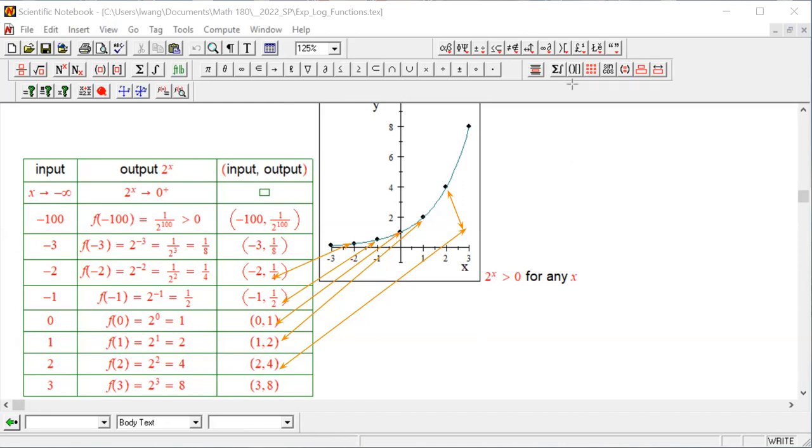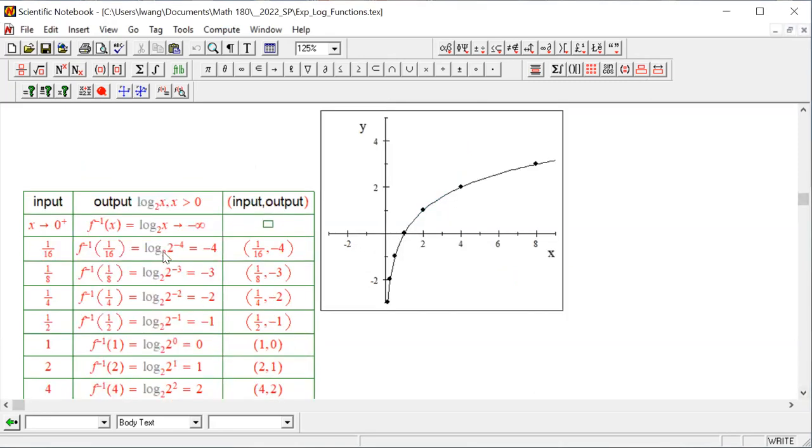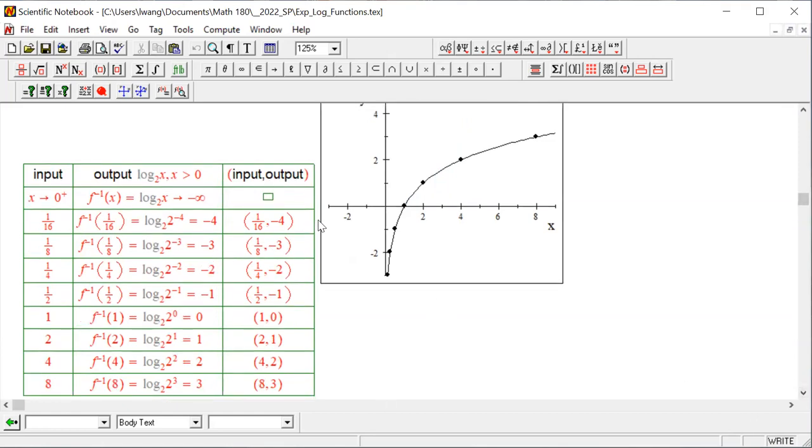And this function passes the horizontal line test. So this is a one-to-one function. It has an inverse. And what is its inverse? The inverse is log base 2 of x. So if you look at these 2 functions, one's input is the other one's output. I'm going to bring their tables together after this.